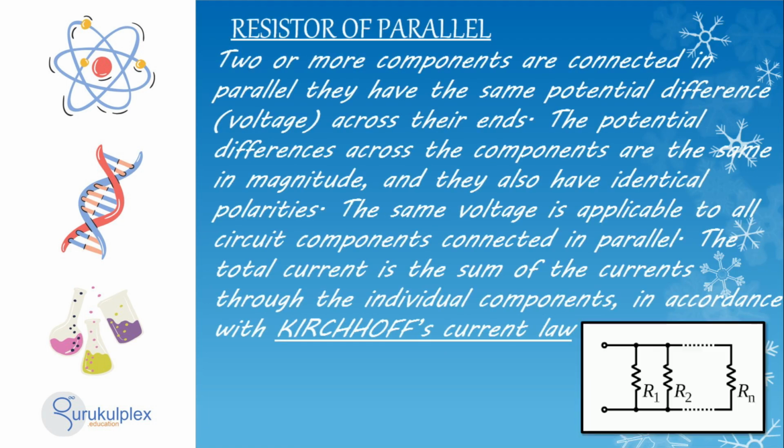In a parallel circuit, two or more components are connected in such a way that the potential difference across their ends is consistent. According to Kirchhoff's current law, the total current is the sum of the individual currents. This is a fundamental concept in electricity, which governs how components are connected in circuits.